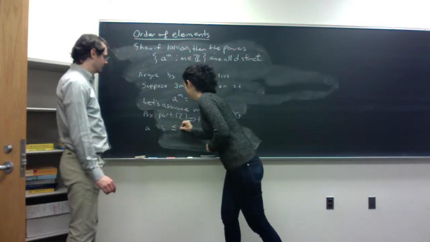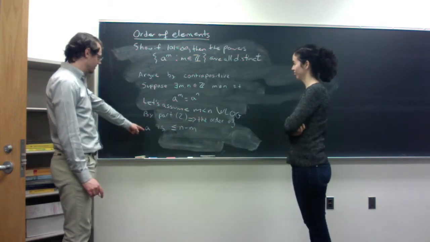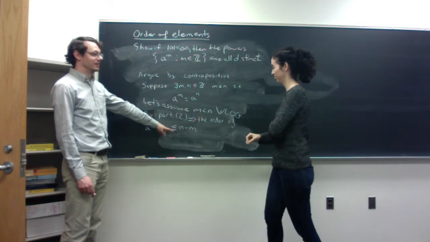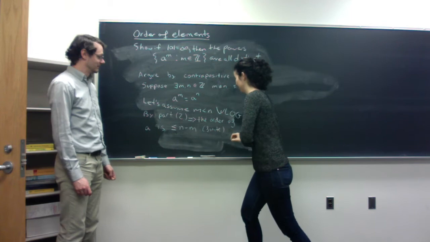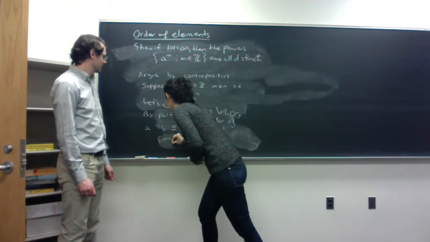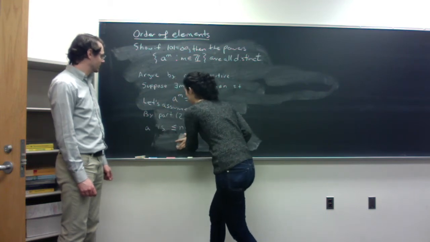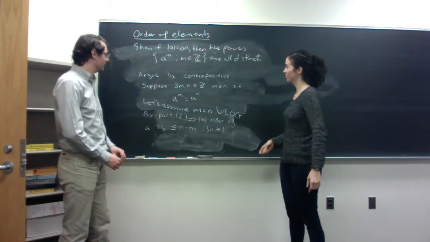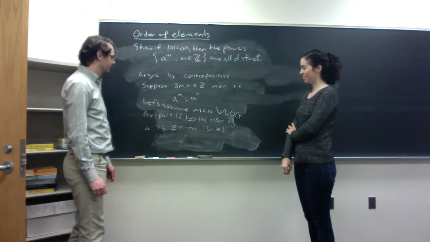Okay. But if the order of A is at most n minus m, the order of A is not infinity, because infinity is definitely not less than n minus m. So we reach a contradiction. Or, I guess, no, we're arguing by contrapositive. We reach that the order of A is finite, which is negating this. That's what we wanted. All right.